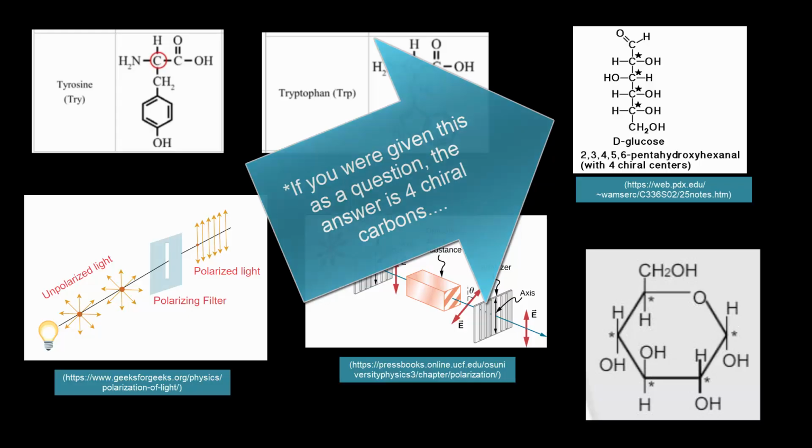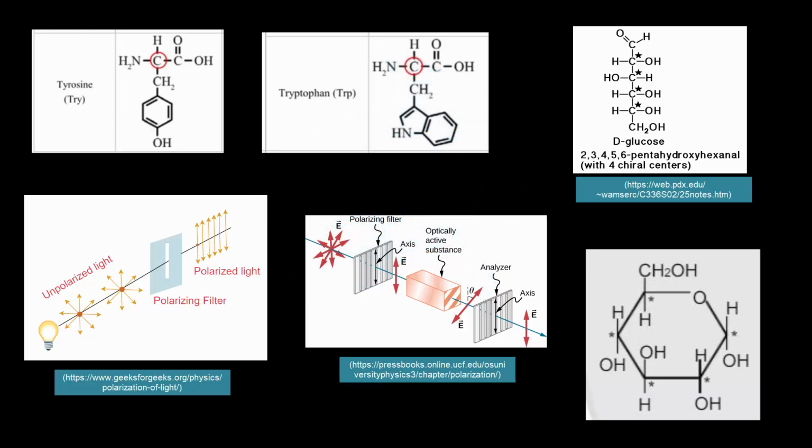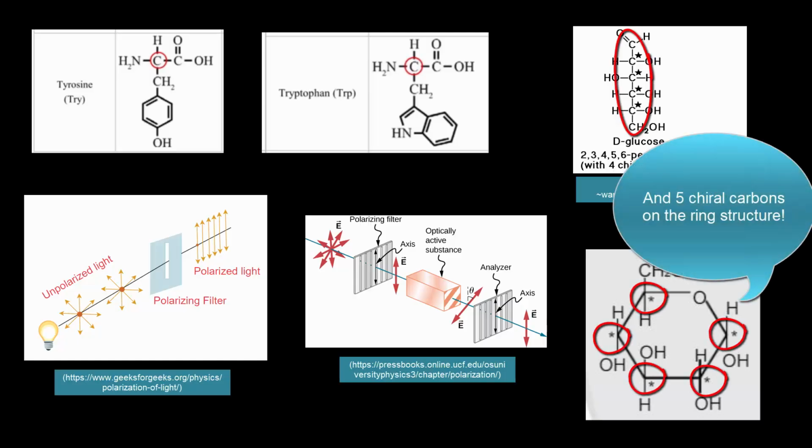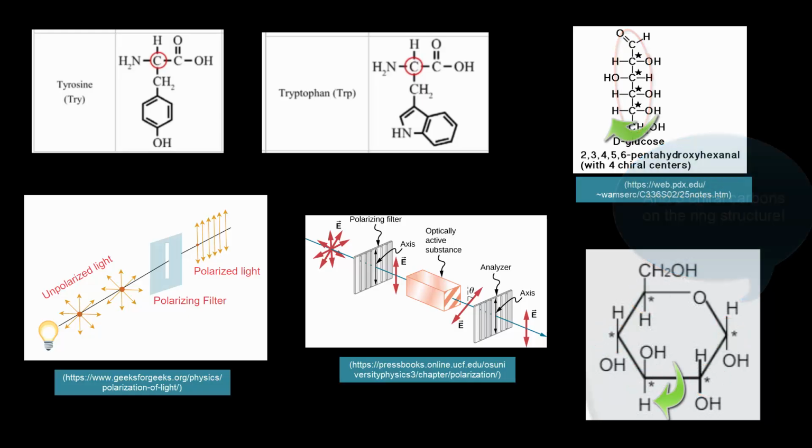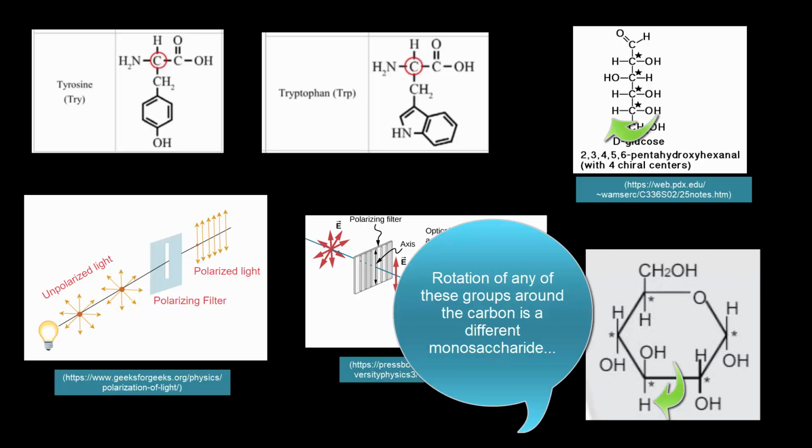And in this experiment, I ended up using sucrose, which I'll tell you later why. And if that was an exam, you'd have to recognize there's 1, 2, 3, 4 chiral carbons there. And if you rotate that, that actually is something else that's not glucose.